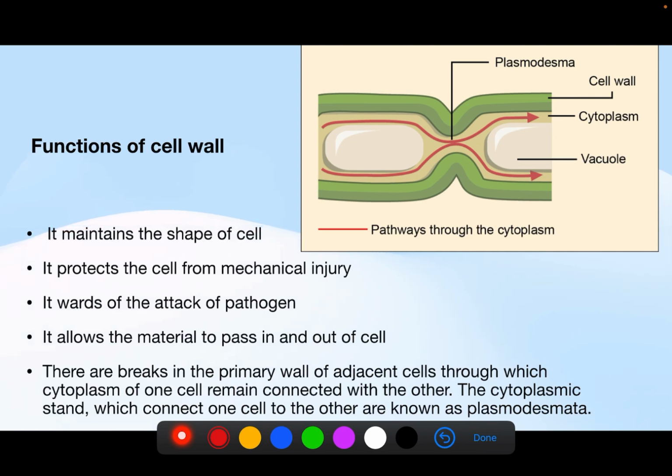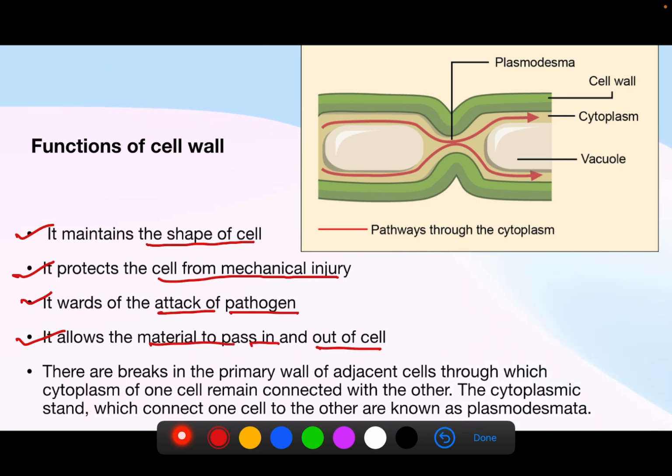Next, we have the functions of the cell wall. The cell wall helps in maintaining the shape of the cell. It protects the cell from any mechanical injury. It wards off the attack of any pathogen. It allows material to pass in and out of the cell.